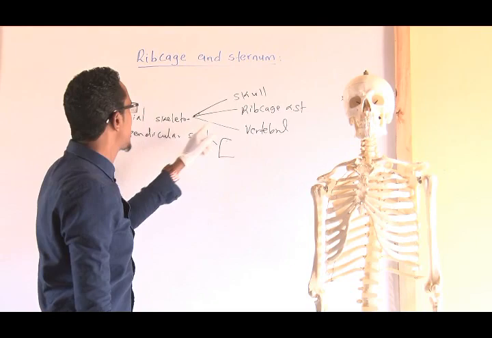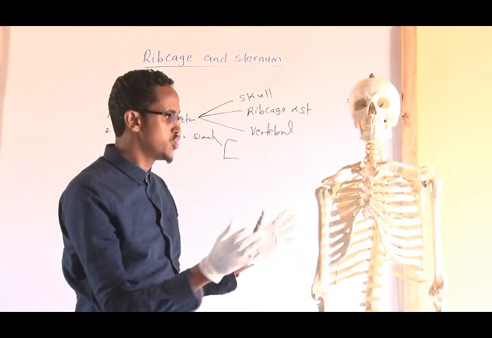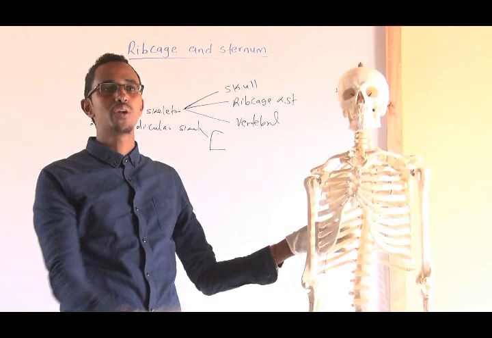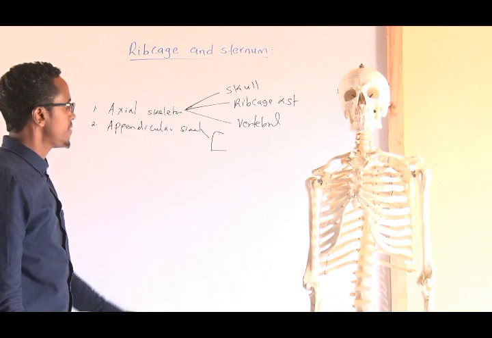The axial skeleton is made up of the rib cage and the sternum. That's what we are to do today. For you to see, these are the ribs, the rib cage found in the chest cavity. And then this is the sternum. Because it is found between the two breasts, sometimes we call it the breastbone in layman's language.